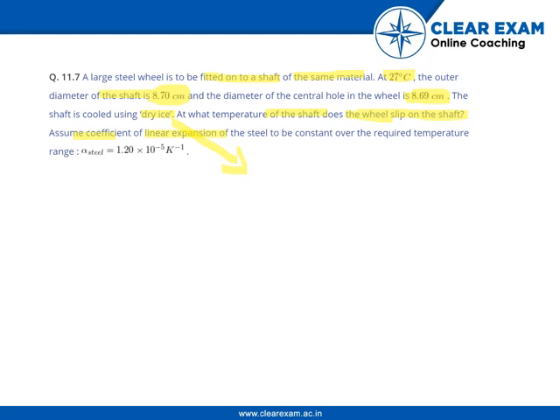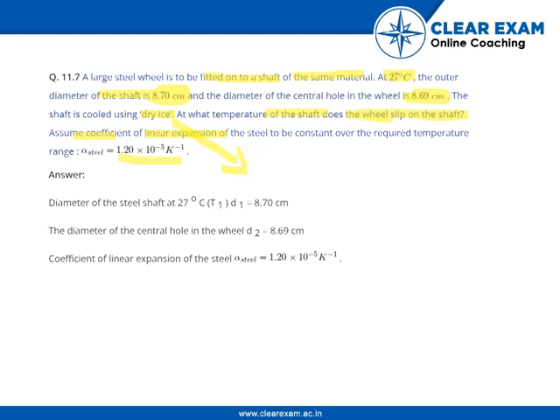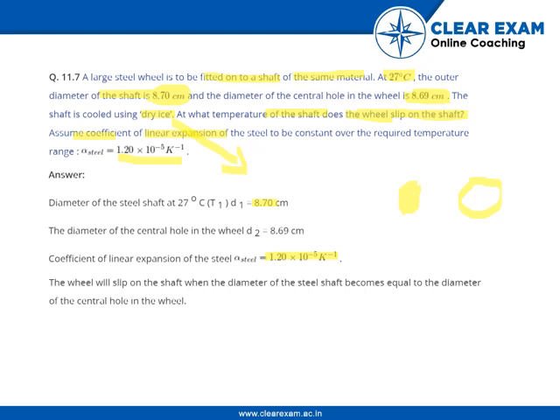Assume the coefficient of linear expansion is 1.20 into 10 to the power minus 5 per Kelvin. The diameter of the shaft is 8.7 centimeters. The diameter of the central hole is 8.69 and the coefficient is 1.20 into 10 to the power minus 5. The wheel will slip when the diameter of the steel shaft becomes equal to the diameter of the central hole.